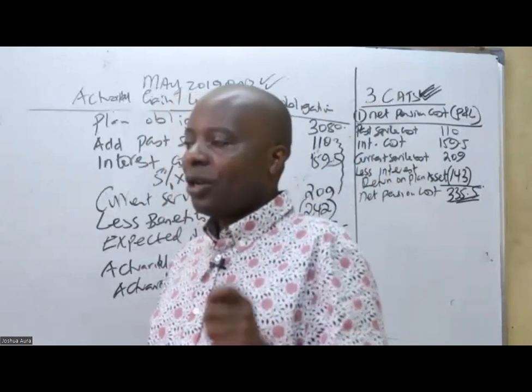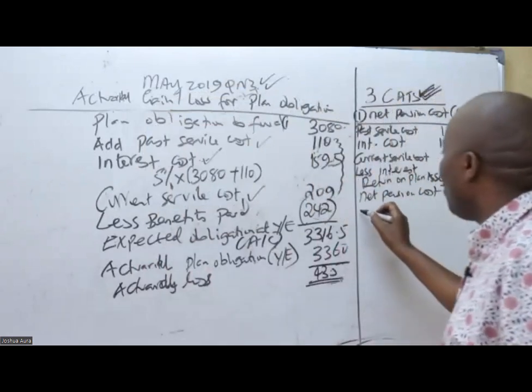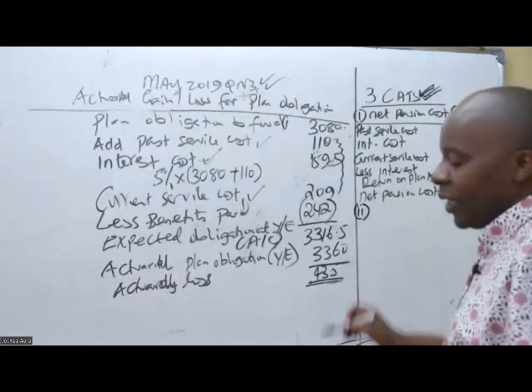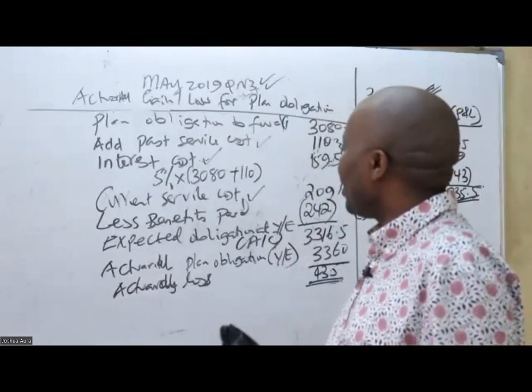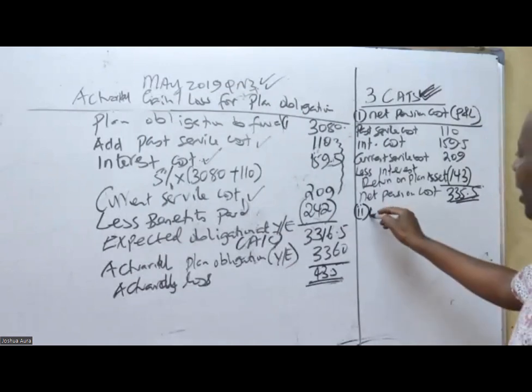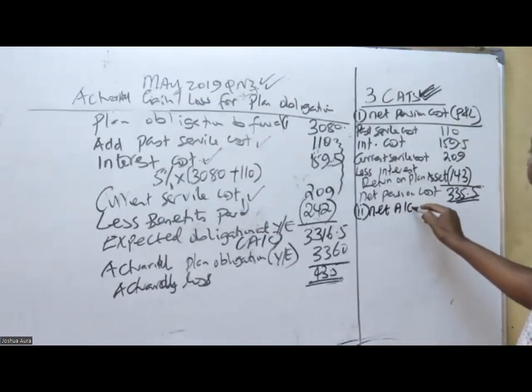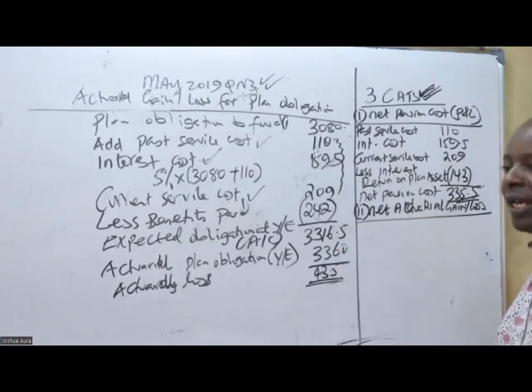Net pension cost. From there, you go to this other one, which is very easy, number 2. Now I don't need this, although I still need it. Number 2, we have the net actuarial gain stroke loss.